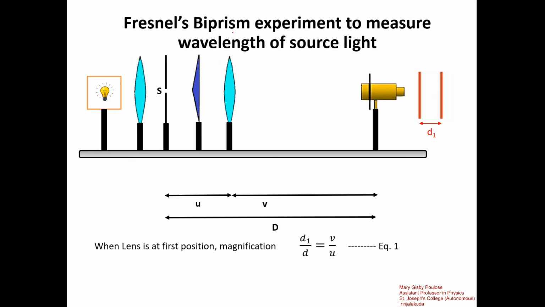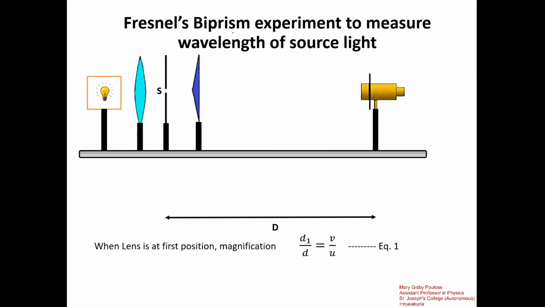Here, when the lens is at this first position, the magnification of the image is given as height of the image divided by height of the object, which is equal to distance towards the image divided by distance towards the object. And here it is given as d1 by d is equal to v by u. Let this be the first equation.